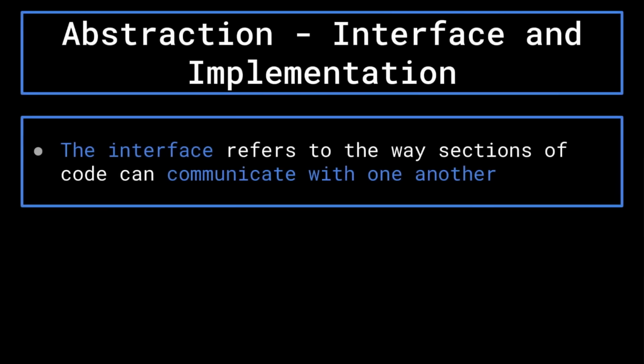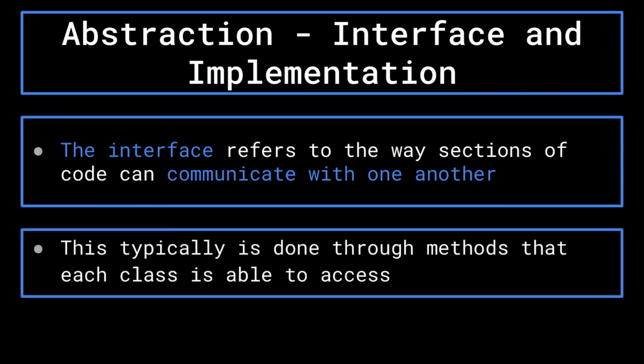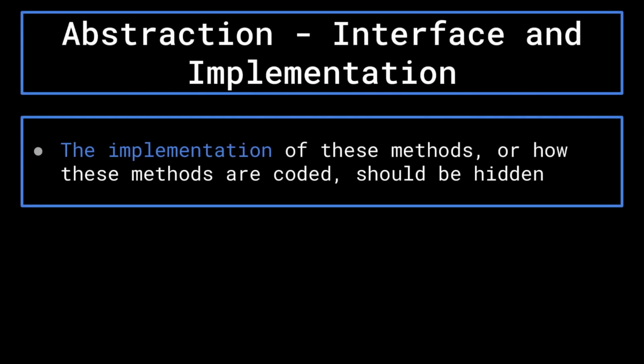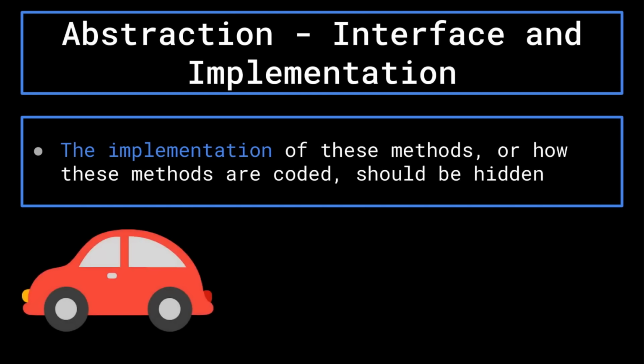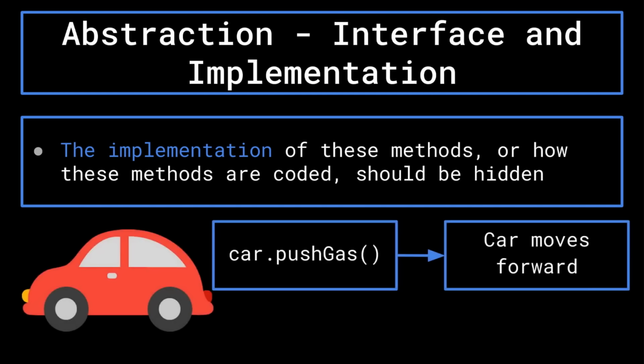The interface refers to the ways that sections of code are able to communicate with one another. This is typically done through methods that each class is able to access. The exact implementation of these methods, or how the methods are coded, should be hidden within the class and not accessible from the outside. Think of this like the car. The other classes are able to turn the wheel and push the gas, and they know what the outcome should be without caring about exactly how this gets done.